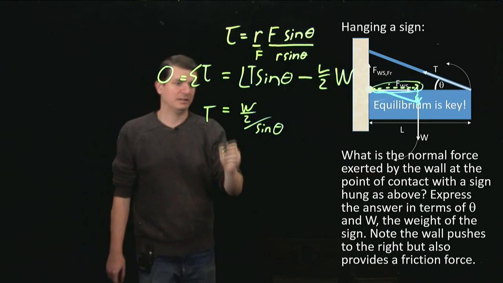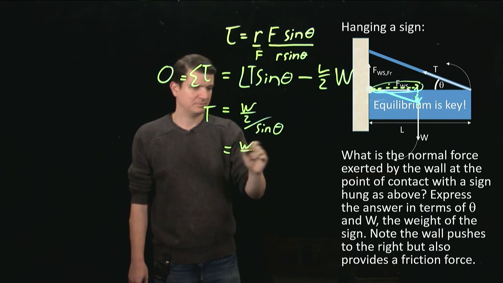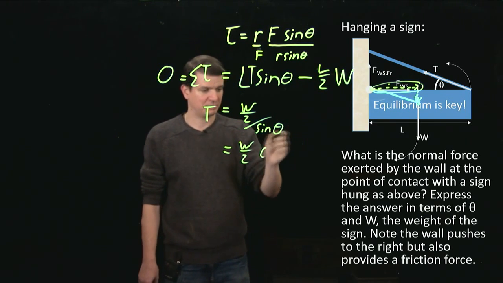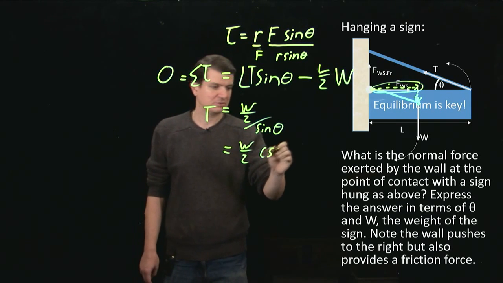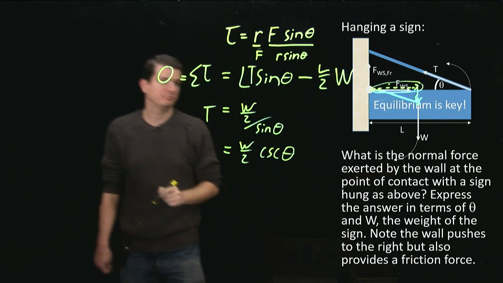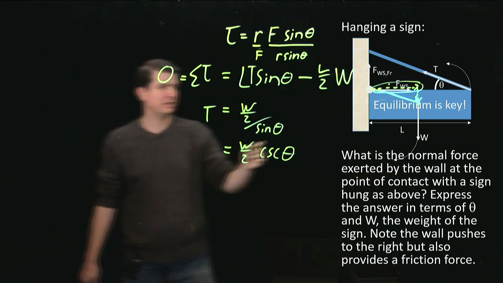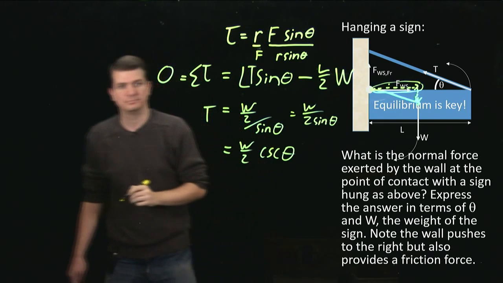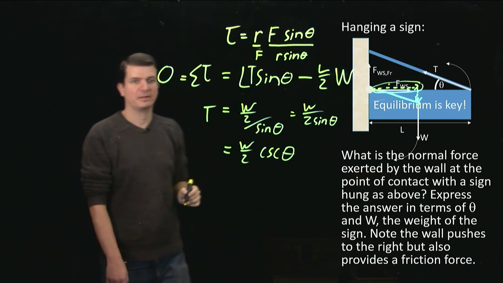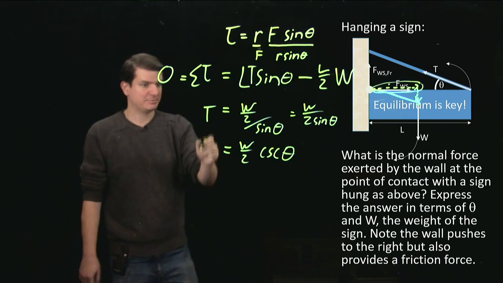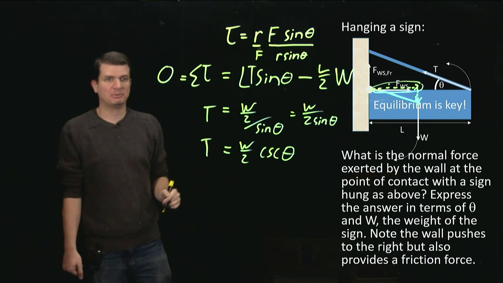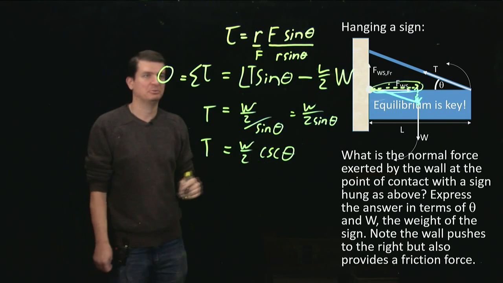Okay, and so then I can turn that into W/2, well, it's W/2 divided by sine theta, which is cosecant theta. Okay, or just simply W on 2 sine theta. Okay, so that's great. That's the magnitude of the tension. So what can we do? How are we going to turn that into something about the normal force?